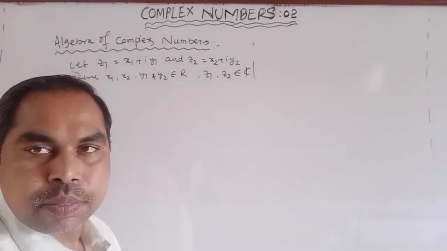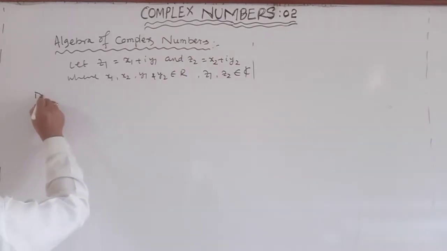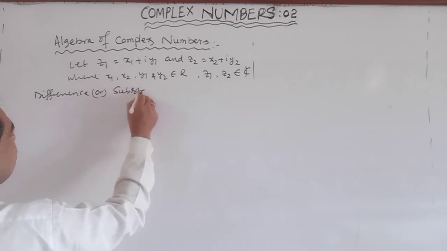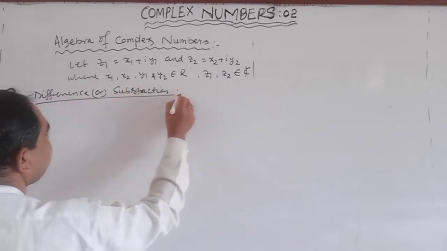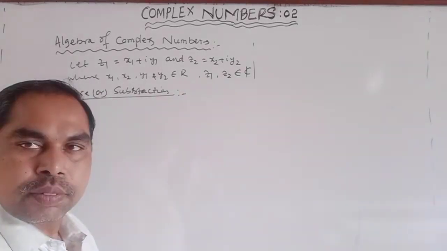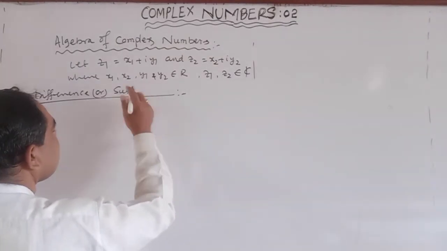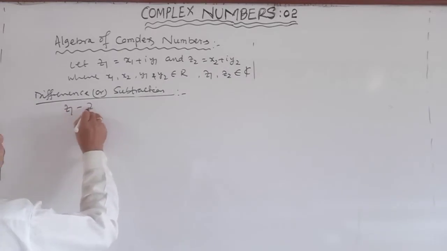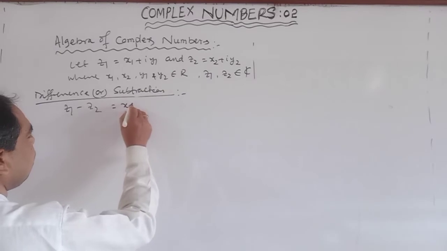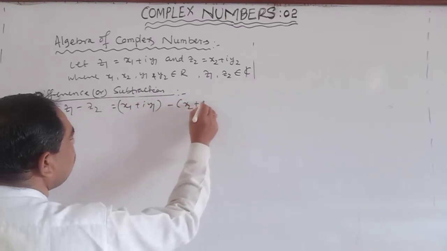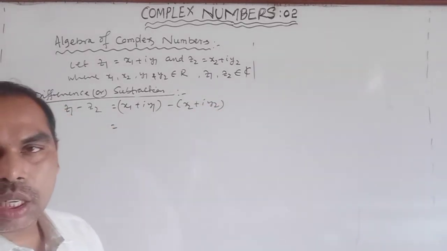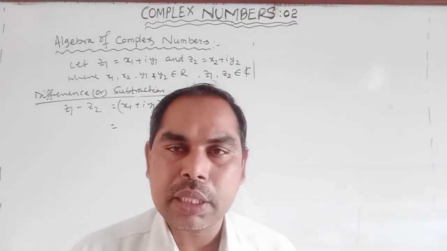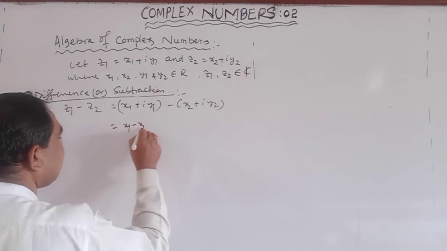Okay. Next, difference or subtraction. z1 minus z2: z1 is x1 plus iy1 minus x2 plus iy2, which is equal to x1 minus x2 plus i into y1 minus y2, means real part minus real part plus i into imaginary part minus imaginary part.